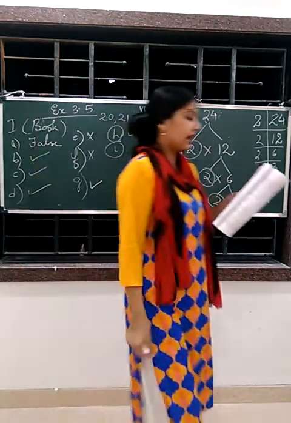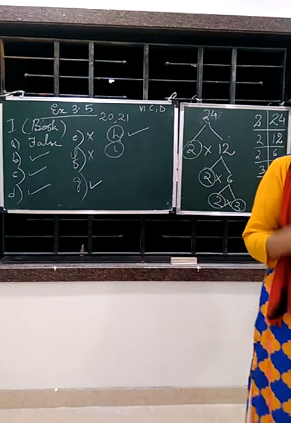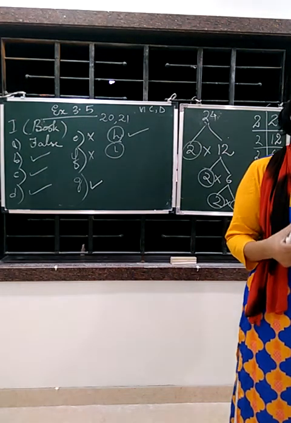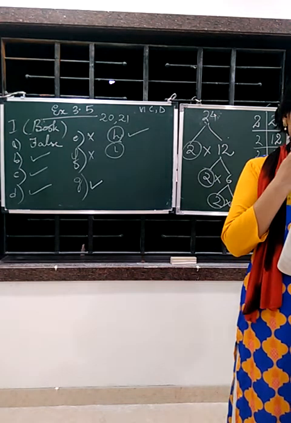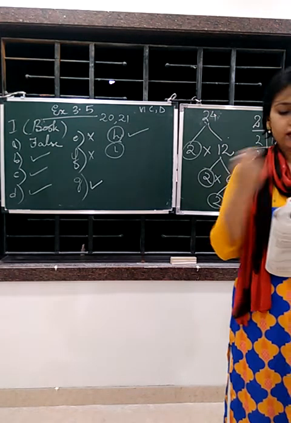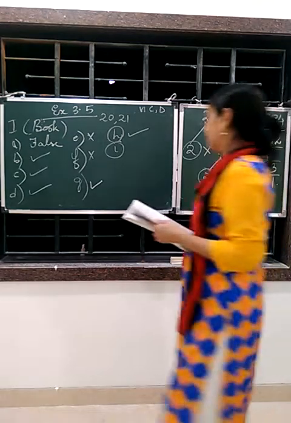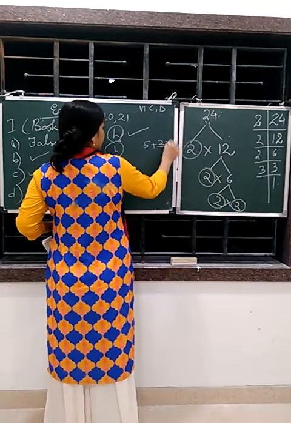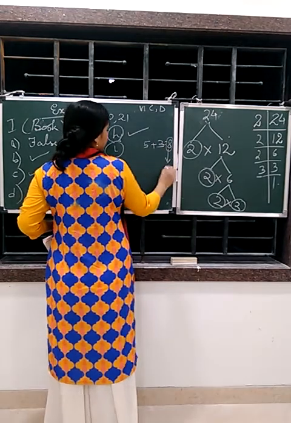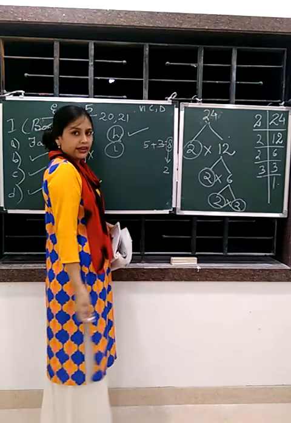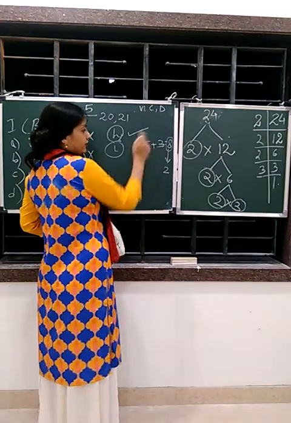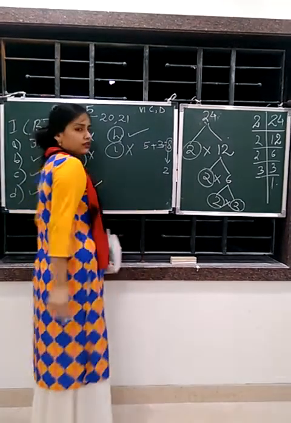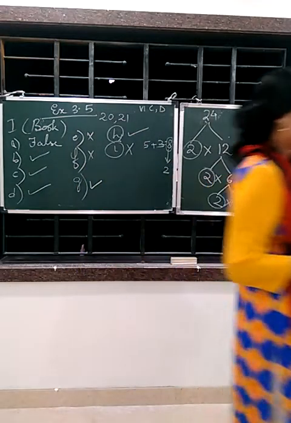If a number exactly divides the sum of two numbers, it must exactly divide the numbers separately. If a number exactly divides the sum of two numbers, 5 plus 3 is 8. 2 can divide it? Yes. Then it should divide 5 and 3? No. So, answer is what? False. So, this completes question number 1.